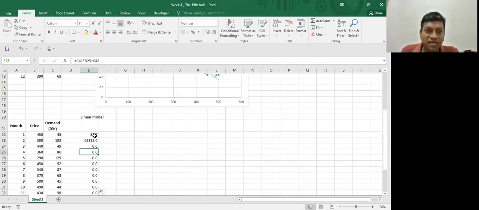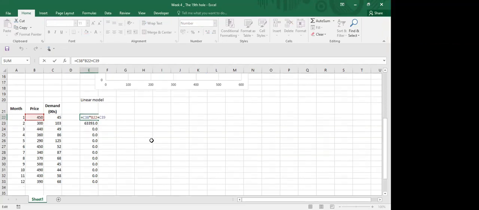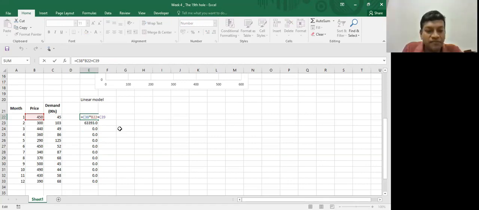So how we achieve that is, we come to the first formula. I want relative referencing for 450, for my X value. Price is X here. But for M and for C, I need absolute referencing. I want the formula to refer to M and C every time. So how I do that is, again, insert a $.